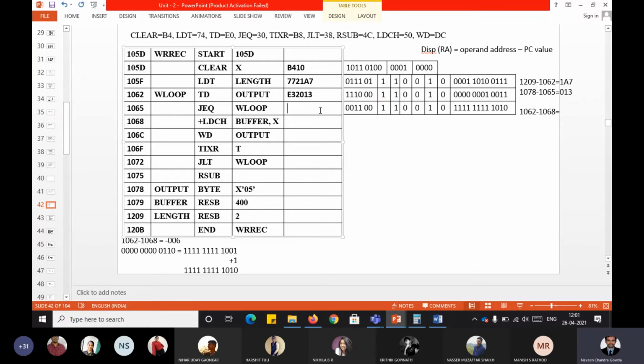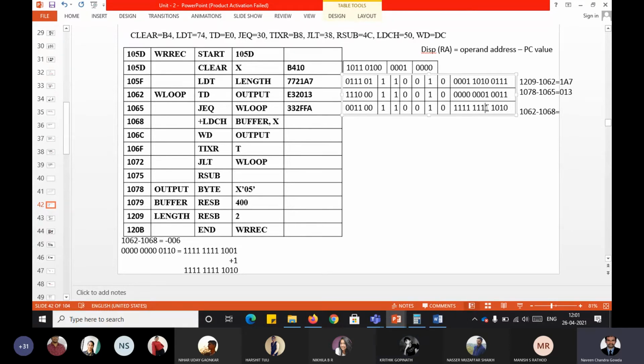Now what is the object code you got? It is 3, again 0011 3, again 0010, it is 2 followed by FFA. Students, before I continue, did you understand how we got FFA? Yes, sir. Now next it is LDCH buffer comma X.